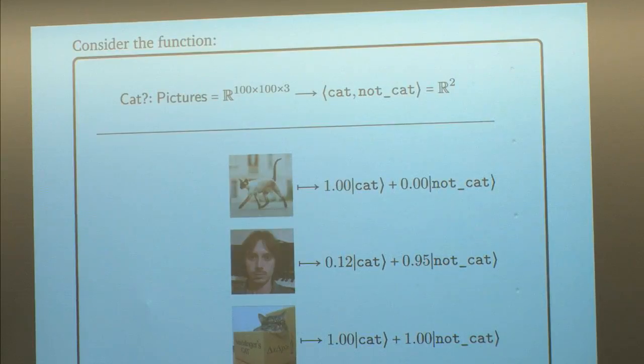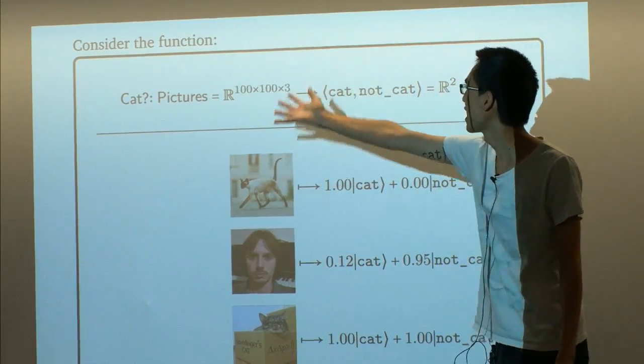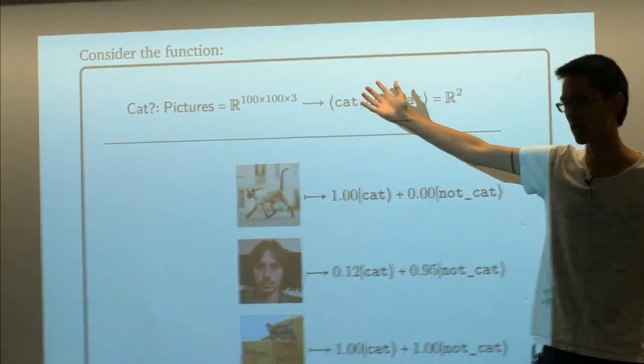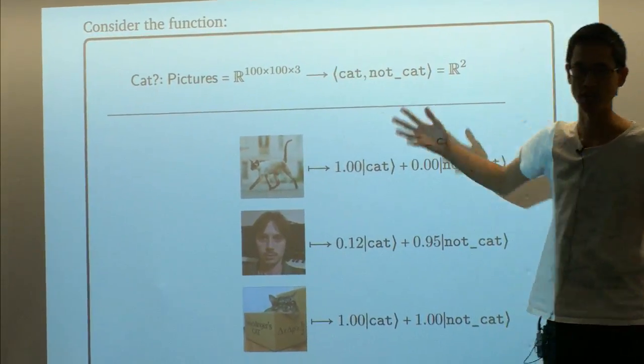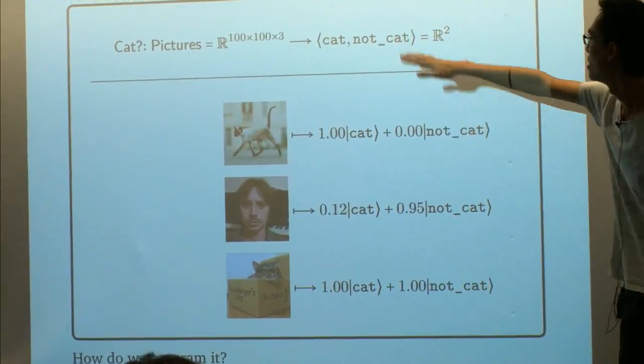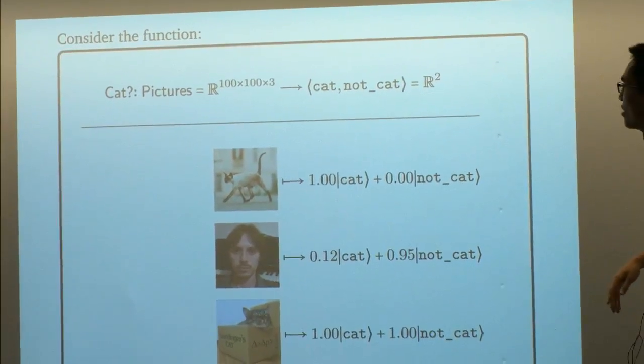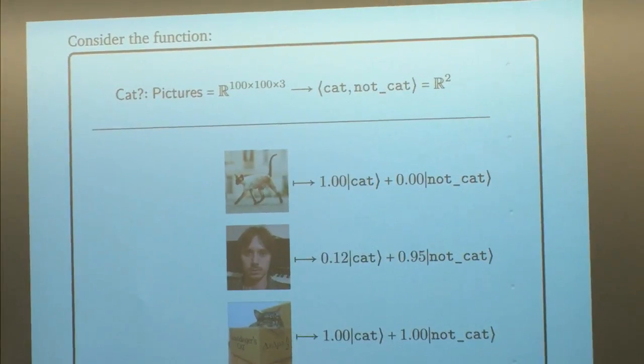Okay, so the setting is this. Supervised learning asks us to think about how to program functions like this. So there's this function, which we'll call cat question mark, from the space of pictures. Let's say they're 100 pixels by 100 pixels, and this 3 is for, say, RGB coordinates. There's another space here, which is just the free vector space on cat, not cat, as basis vectors, right?